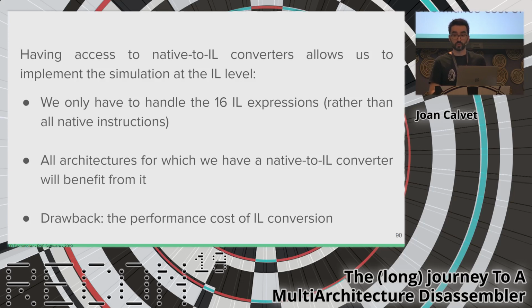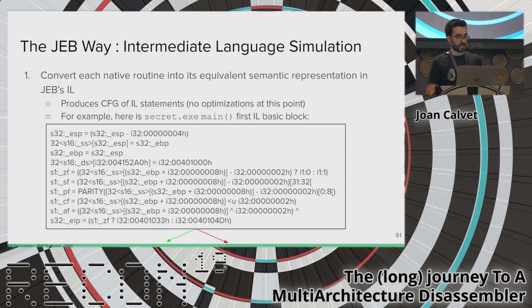And it has at least two strong advantages. Implementing the simulator is going to be pretty easy because we only have to handle the 16 IL expressions, especially in comparison to simulating all native instructions. And all architectures for which we have a native to IL converter will benefit from this simulator. On the other hand, it will have some performance cost because the IL translation needs to be run before the simulation.